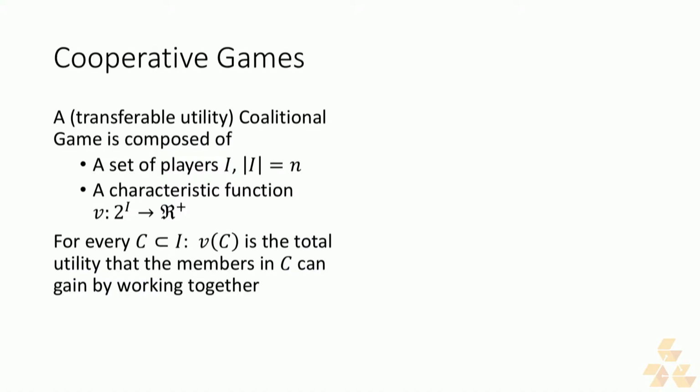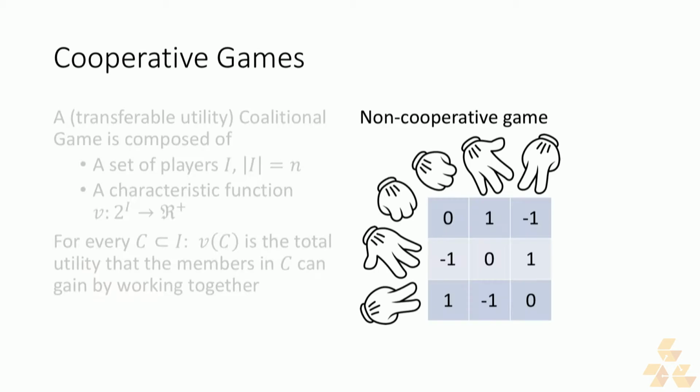So in cooperative games, we have a set of n players, and some value function that defines the game. This value function is often called the characteristic function, and it gives for every subset of players, for every coalition of players, a value. We say that the value is the utility that the members of that coalition can get if they work together.